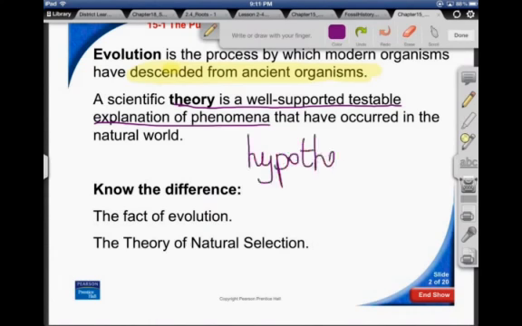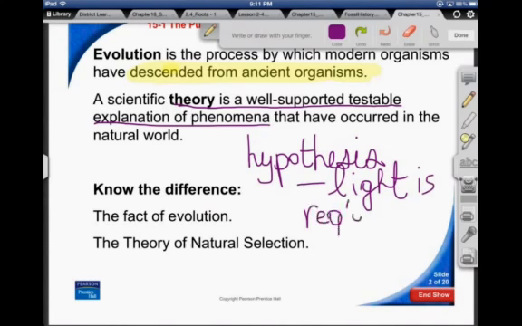And the hypothesis was: light is required for photosynthesis. By photosynthesis, I will say PS. And that is the essence of a hypothesis. It is a yes or no question. It is something that you can test very simply.